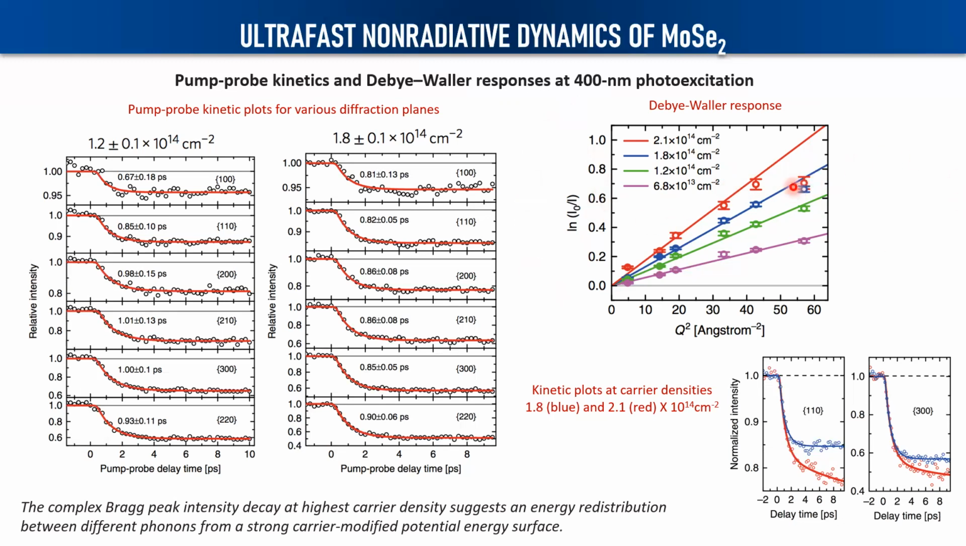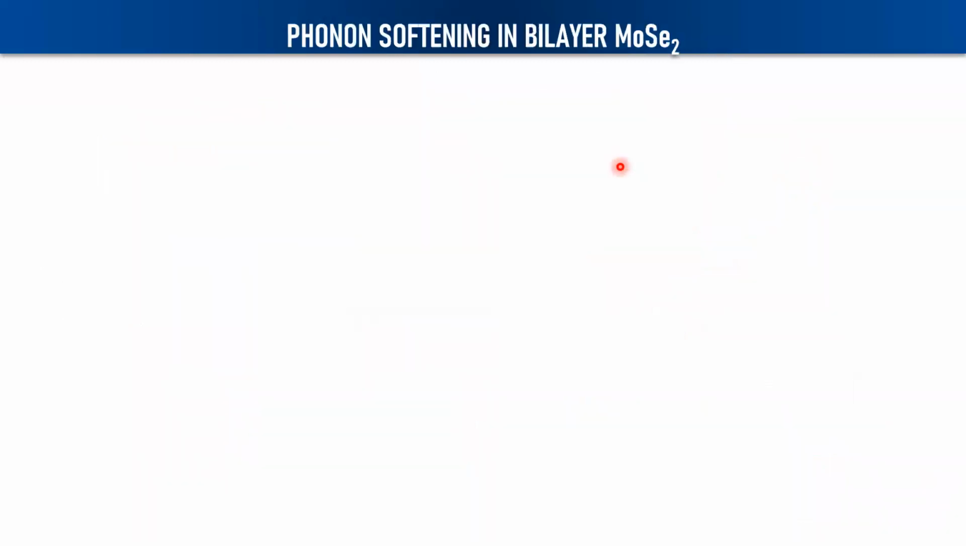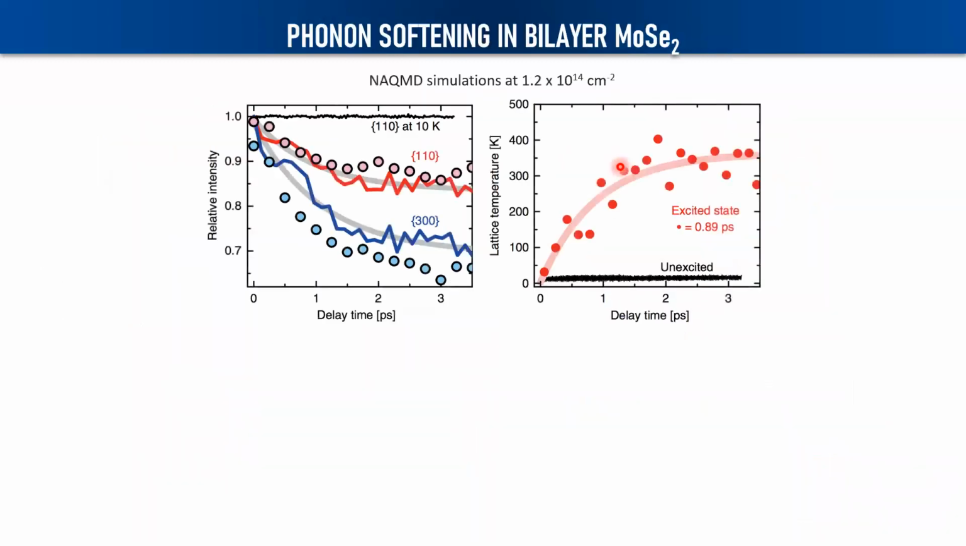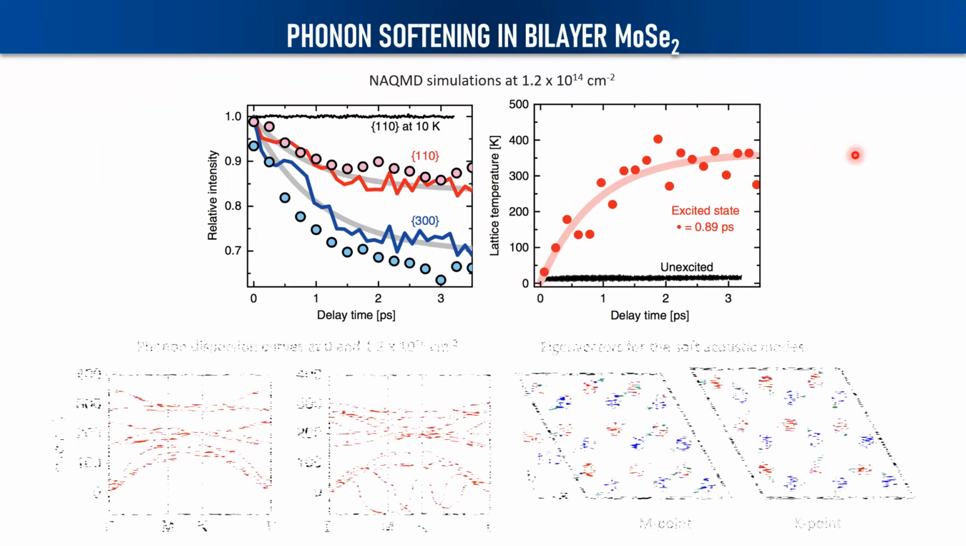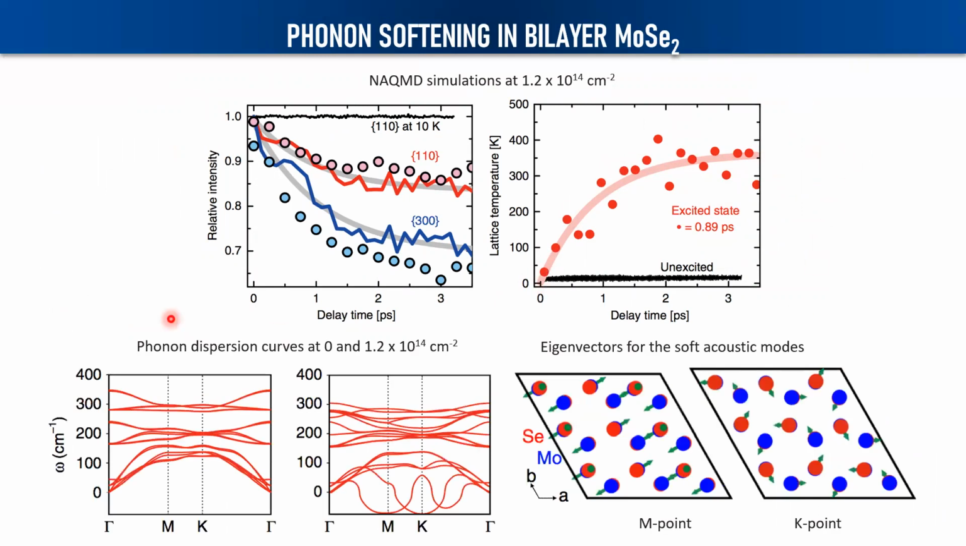This suggests that there is some kind of energy redistribution between different phonons, which is happening at very high carrier densities. These results were then studied using non-adiabatic quantum molecular dynamics simulations. From these, you can calculate how the lattice temperature is increasing. Also, first principles DFT was done.